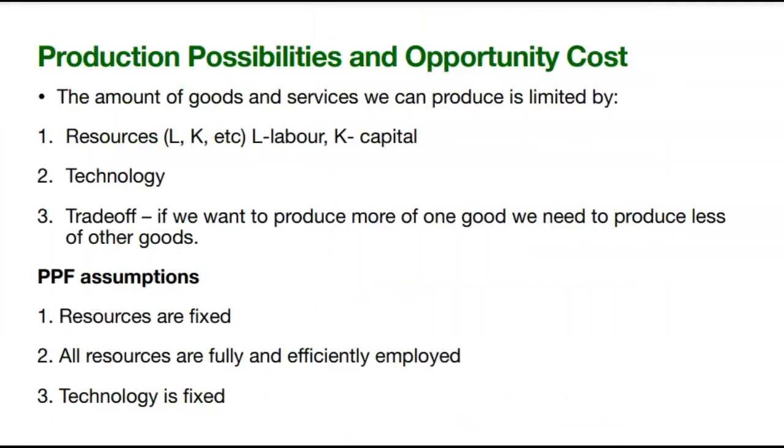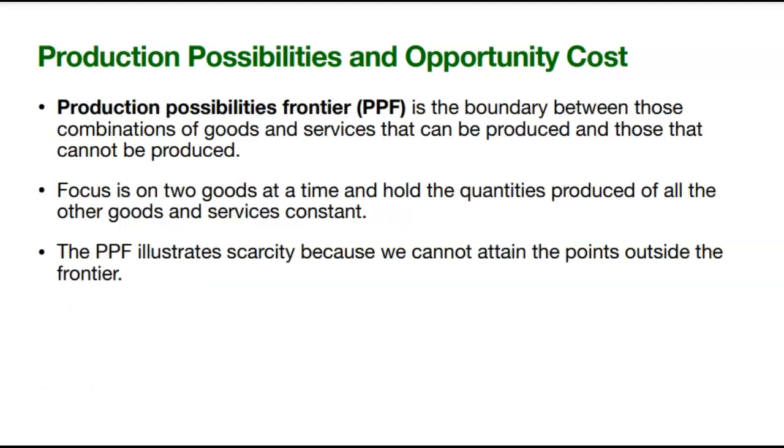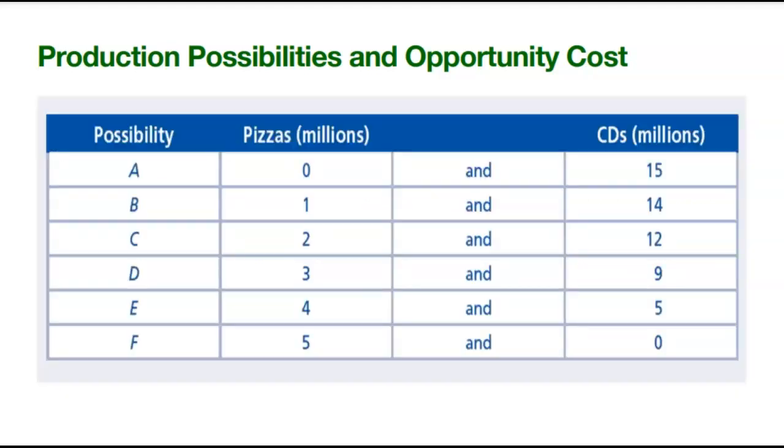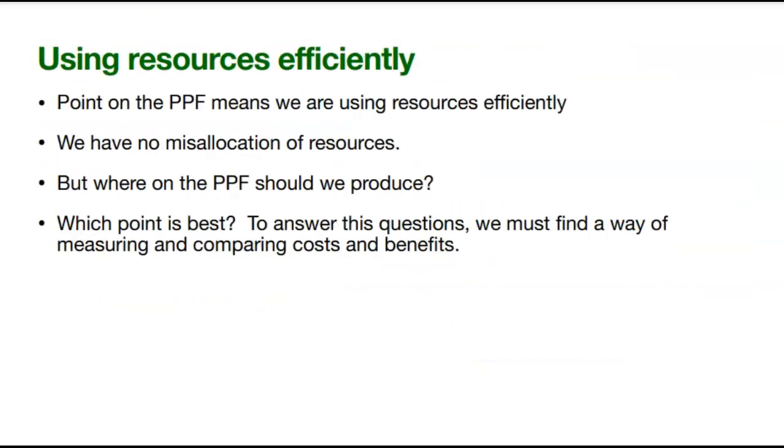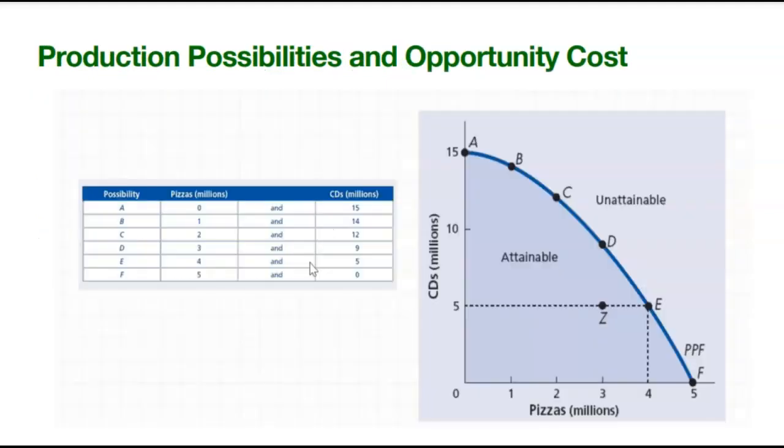So PPF. Basically, this graph shows you what you can produce and what you can't produce, right? And what's the best possible way you can produce something, right? So let's see the possibility of A. Here it is. It represents it in the graph, right? So basically, let's look at A.